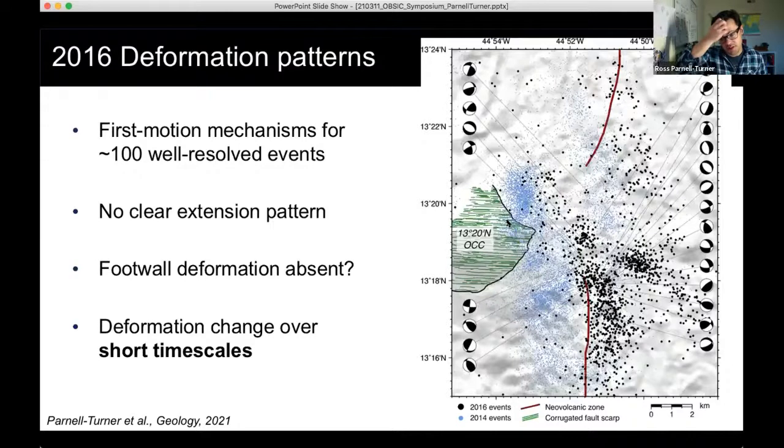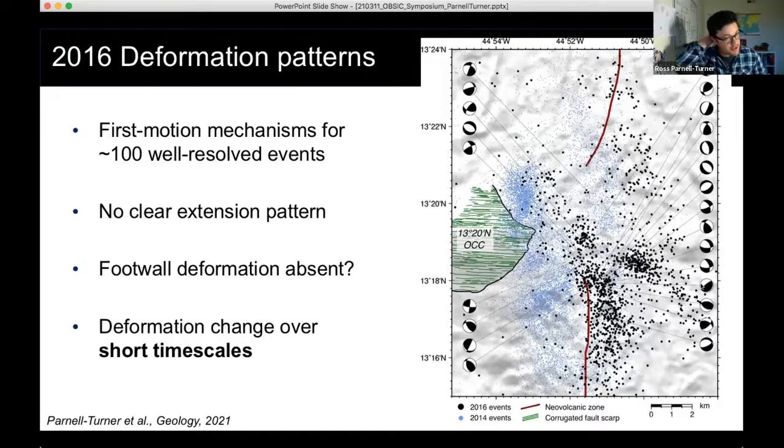I'm just going to touch a little bit on focal mechanisms. We didn't resolve that many first motion focal mechanisms, partly because we just didn't have as many events to work with, and the network geometry wasn't ideal. But we were able to resolve about 100 well-constrained first motion focal mechanisms. There isn't that same clear pattern of extension and compression that we saw in 2014. So I've just plotted a selection of those focal mechanisms here.